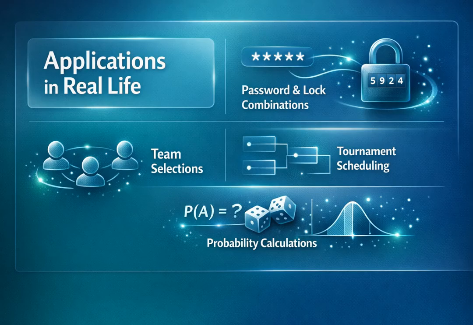Real-life applications are everywhere. Password security depends on counting possible combinations. Team selections use combinations. Tournament scheduling uses permutations. Probability calculations frequently involve both. These concepts are essential in computer science, statistics, and operations research.